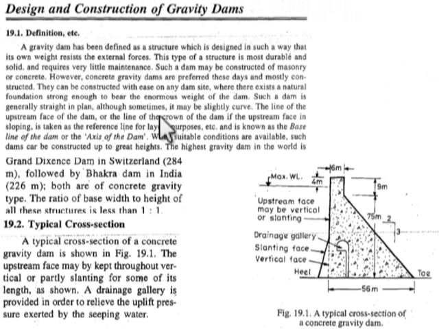So this is the schematic diagram of a gravity dam, a typical cross section. It consists of concrete and a drainage gallery. This is the slanting face, this is the vertical face, this is known as the heel, this is known as the toe. This is the crest, this is the maximum water level, and this is the upstream face. This is the typical cross section of a gravity dam. So this is the definition of a gravity dam. You can read it yourself.